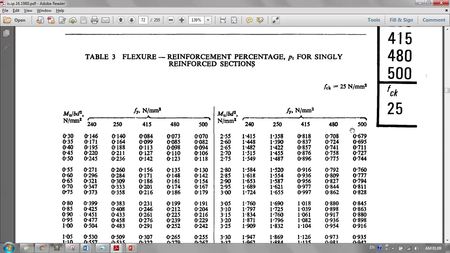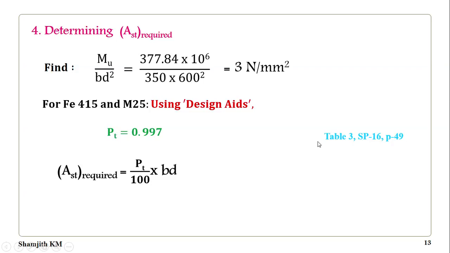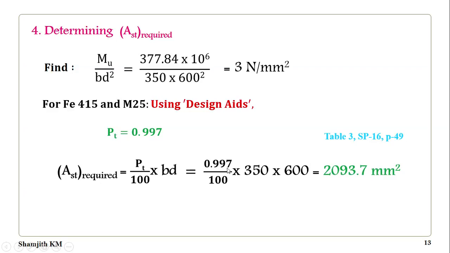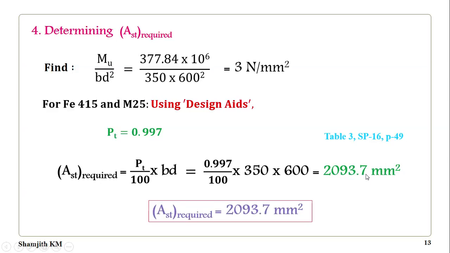Depending upon different grades of steel, these values change. Now, if we can get PT, it is easy to calculate AST required. It is equal to PT by 100 into BD. That is 0.997 divided by 100 into 350 into 600, equal to 2093.7 mm square. So this is the area of steel required.